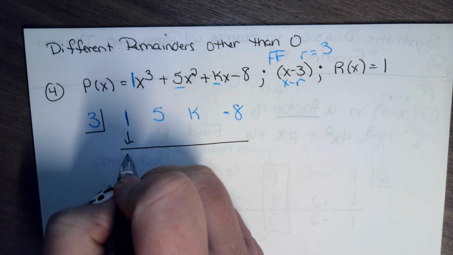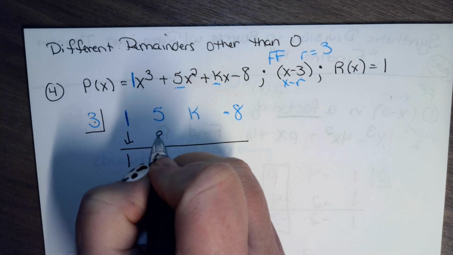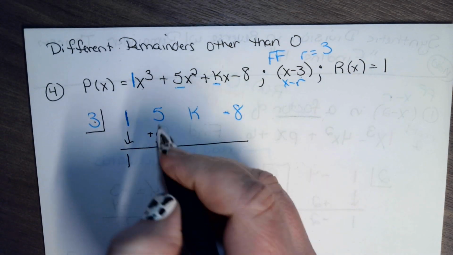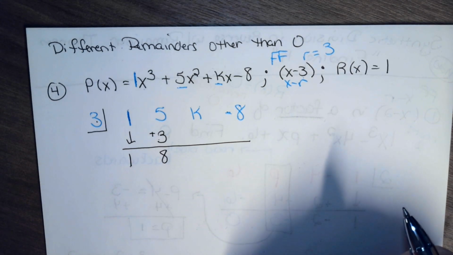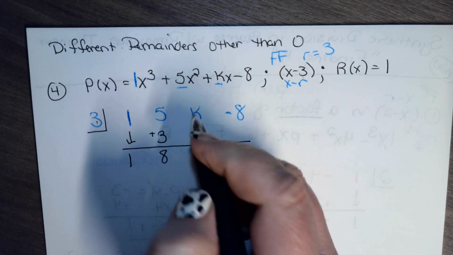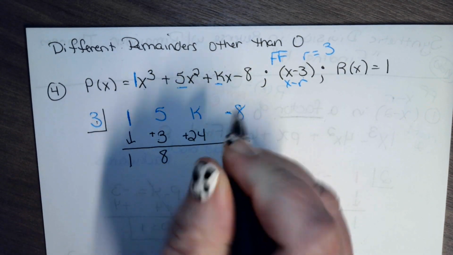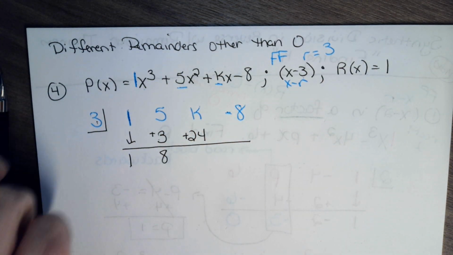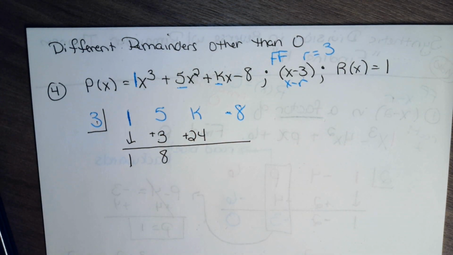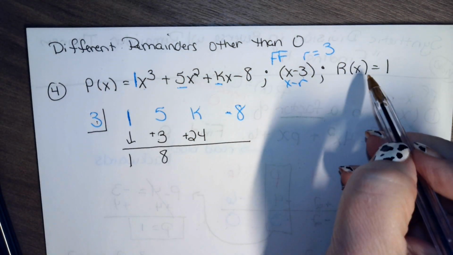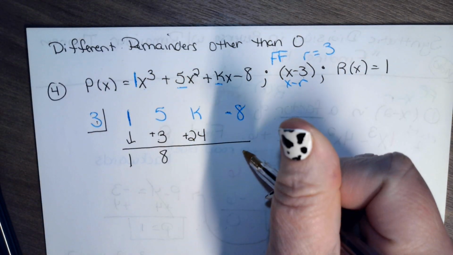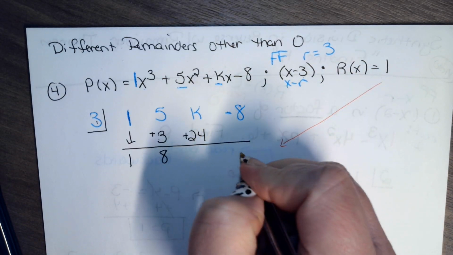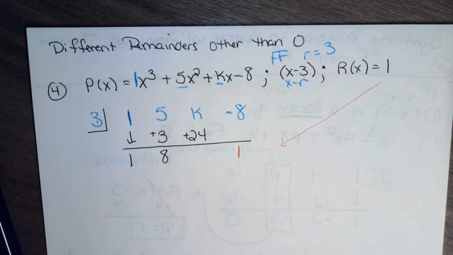Dropping that first number, 3 times 1 is 3, and that's a positive 3, so 5 plus 3 gives us 8. 3 times 8 gives us a positive 24, and here's our roadblock. We cannot combine these, so we have to stop. Now, we are told that our remainder is 1, so this time our last number, instead of being a 0, is actually going to be a 1.